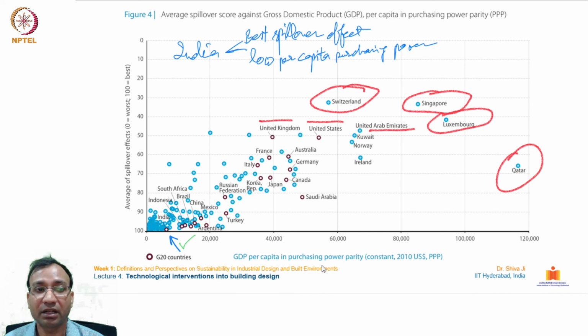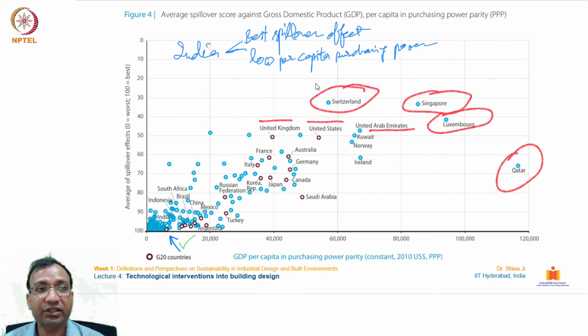And the per capita purchasing power is far lower compared to the other countries which we see over here. Qatar is topping this list. The per capita income in Qatar is the highest in the world right now, according to this graph, followed by Luxembourg, Singapore, and then Ireland, United Arab Emirates, Kuwait, Norway, Switzerland. Then comes the United States and several other European countries, like Germany, and Australia is there, United Kingdom is there, France is here, Italy, Japan, Korea, Saudi Arabia, and these ones.